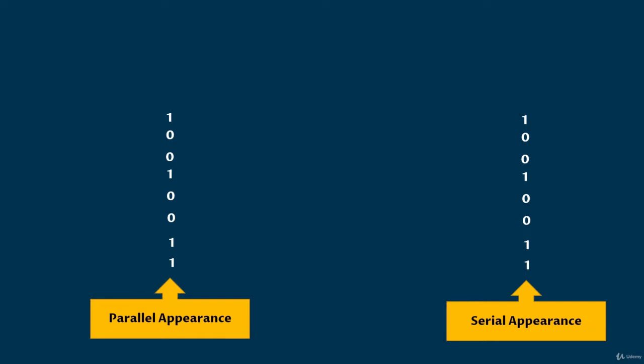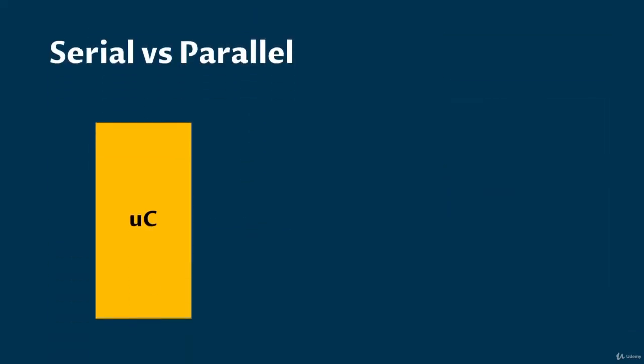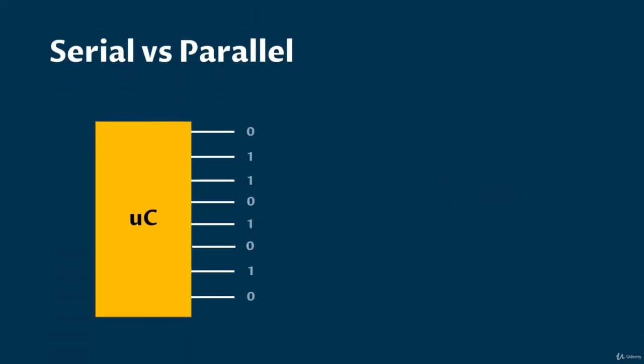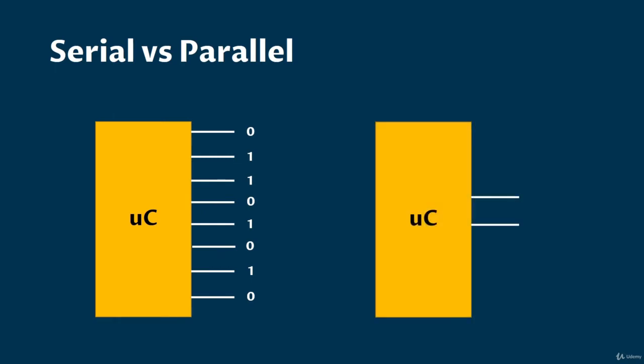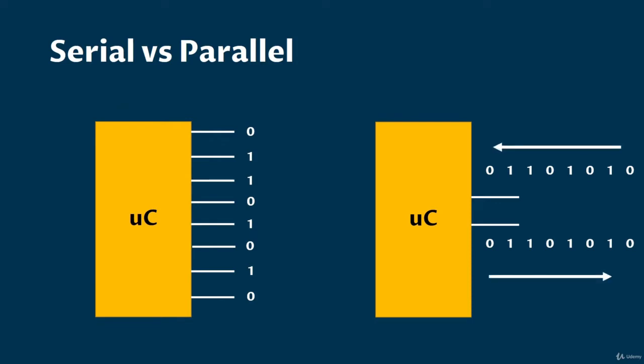Parallel communication is like sending 8 bits through 8 pins. Suppose you want to control 8 LEDs connected to 8 pins of a microcontroller, then you can use this method to control the LEDs. Whereas serial communication in microcontrollers is like sending a byte over one pin and receiving a byte in another pin. Clearly, this method is the slower one, but it uses a lesser number of pins.